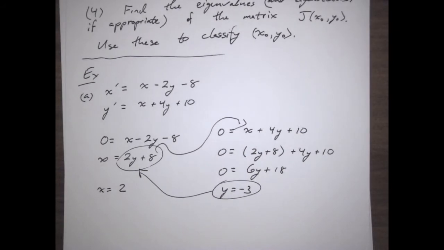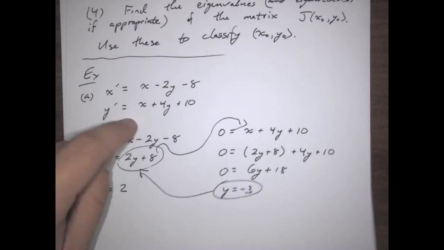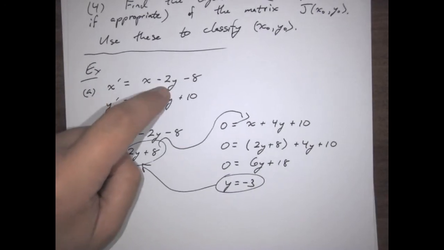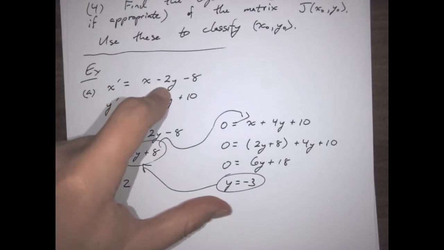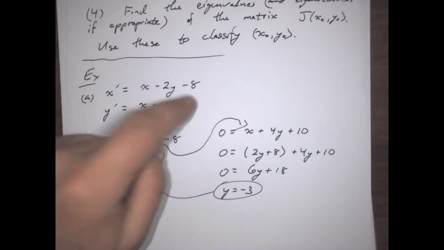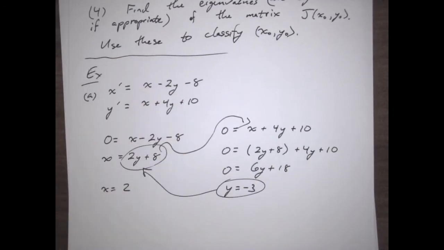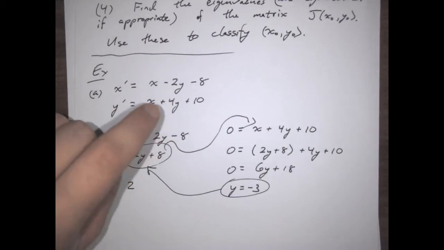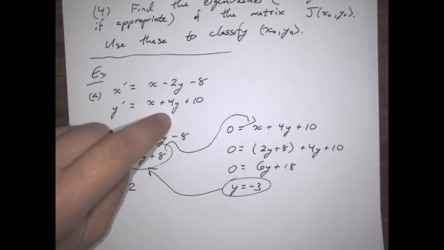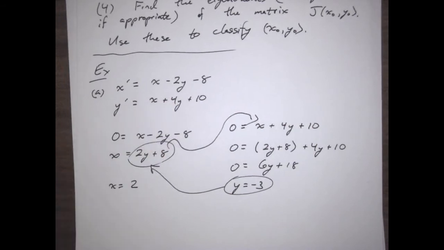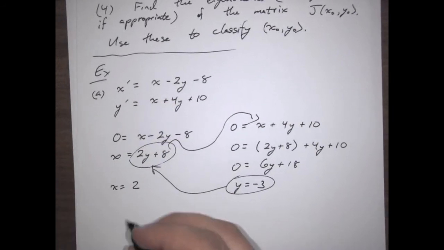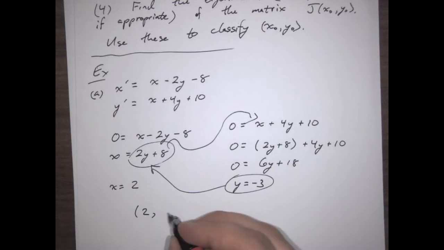So then, just quick confirmation, 2 minus negative 6 plus, or minus 8 equals 0, check. And similarly, 2, and then this is minus 12 plus 10 equals 0, check. So we have 2 comma negative 3.